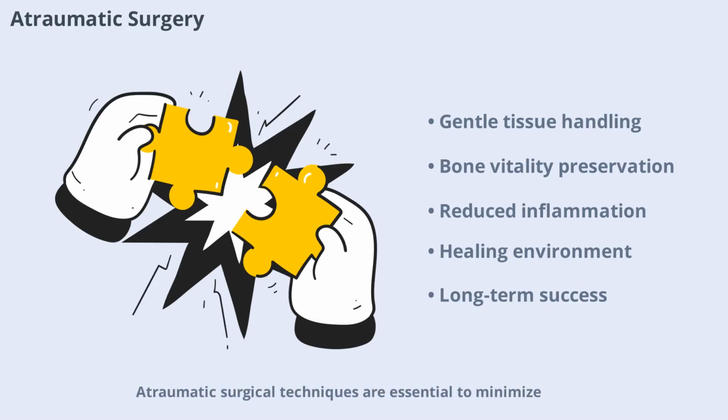Atraumatic surgical techniques are essential to minimize damage to the host bone during implant placement. Gentle handling of tissues and careful preparation of the implant site help preserve bone vitality and reduce inflammation. By avoiding excessive trauma, clinicians can create an environment conducive to healing and osseointegration, improving the chances of long-term success.